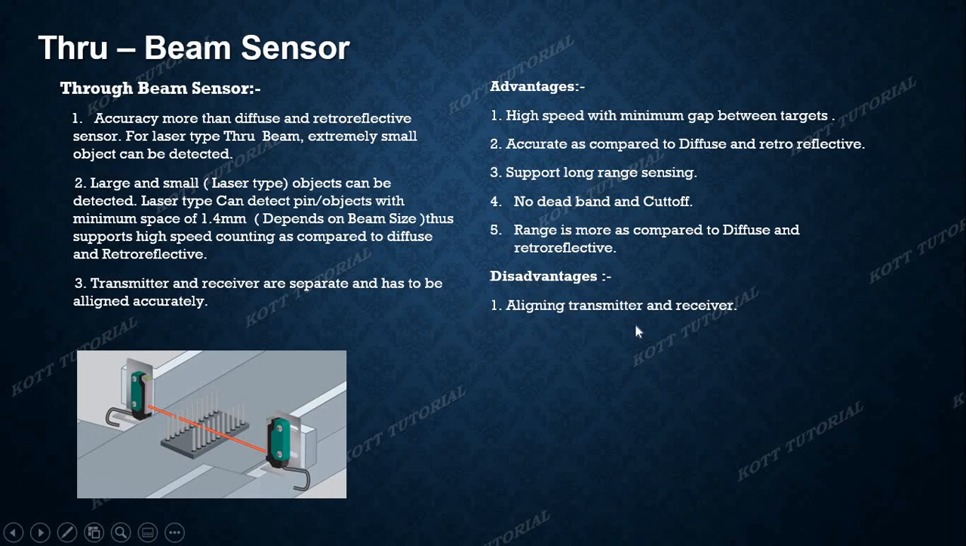Disadvantage: alignment of transmitter and receiver is the only disadvantage. Otherwise, we can use this through beam sensor, which is more accurate than diffuse and retroreflective.